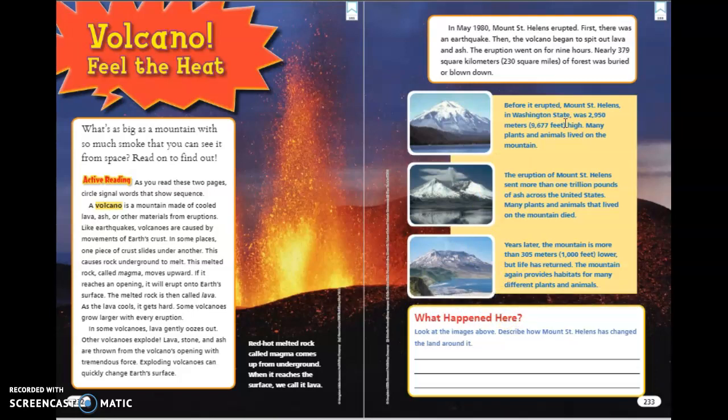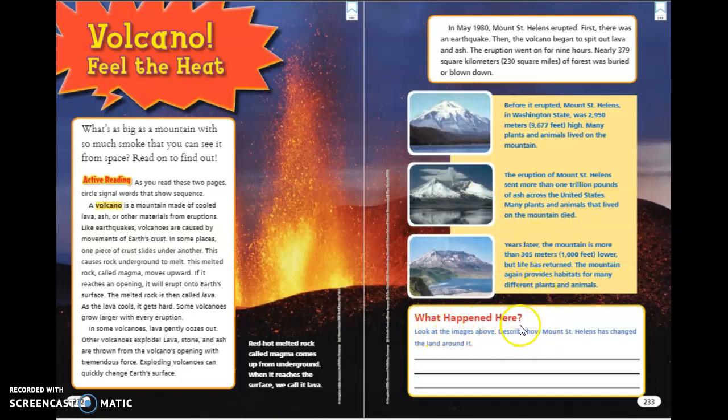Go ahead and pause the video and circle all the sequence words from the page. Okay, let's go through the sequence words. From the very first paragraph that was in white, there was the word first and the word then. In the first picture, you should have found the word before. And then there were no sequence words in the second picture, but the third picture, you should have found the word later.